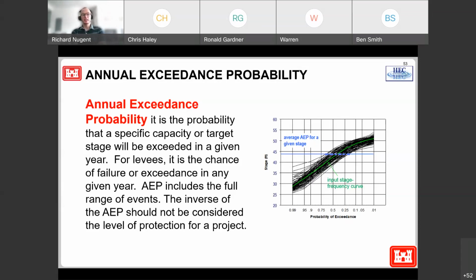The annual exceedance probability is identified from the stage frequency curve. So we look at that stage of 44 feet. We find the probability of exceedance. That's the annual exceedance probability for that stage frequency realization. And through our curve sampling approach, when we incorporate uncertainty in our stage frequency curve, we get a distribution of annual exceedance probabilities. We often use the average annual exceedance probability as our representation of this distribution, and that would just be an average of the probabilities of exceedance of a stage of 44 feet.